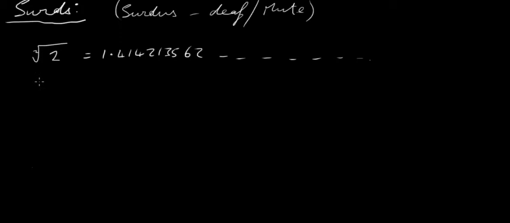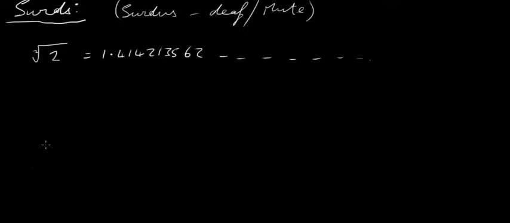So a surd then basically is the root of a rational number. Remember, 2 is our rational number. So 2 can be expressed as a fraction, 2 over 1. However, if you get the square root of it, you get this number here, and this number here is irrational. So root 2 is a surd. Square root of 2 is a surd.